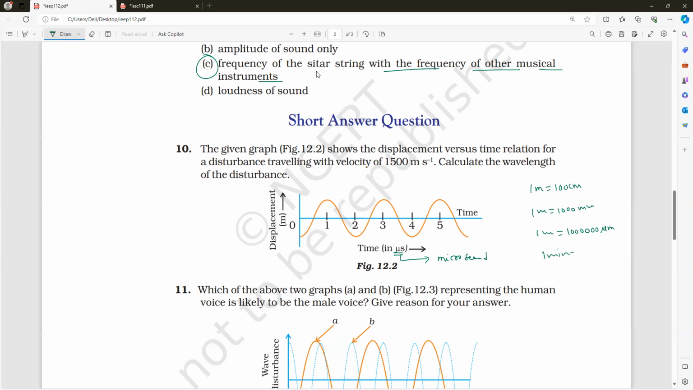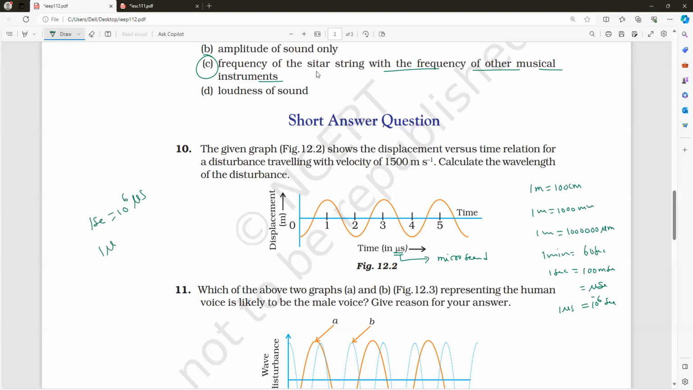1 minute is equal to 60 seconds, correct? Same way, 1 second is equal to milliseconds and nanoseconds. Please remember, 1 second is equal to 1000 milliseconds. Same way, microseconds. Microseconds means 10 power minus 6. So write that value. Okay, 10 power minus 6. Clear? 1 second is equal to 10 power 6 microseconds.